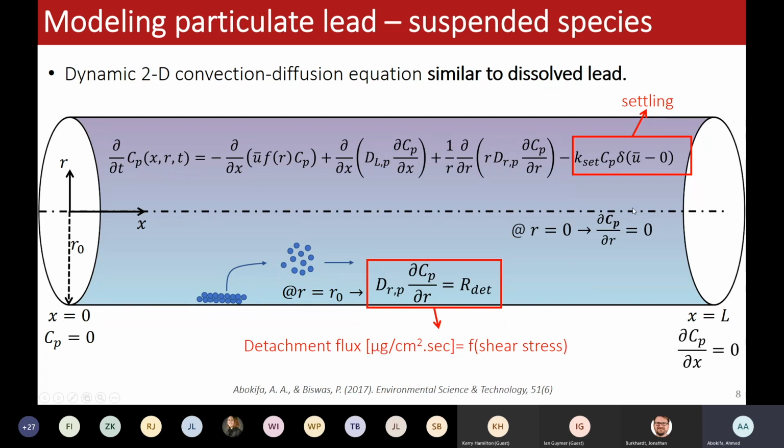So for particulate lead, we are keeping track of two different phases: the suspended phase, which again is simulated similar to the dissolved phase, and then there is the attached phase, which I'm going to come to in a second. These two phases are connected by the detachment flux boundary condition, which accounts for the detachment rate from the attached phase to the suspended phase. And of course, the settling moves the mass from the suspended phase to the attached phase.